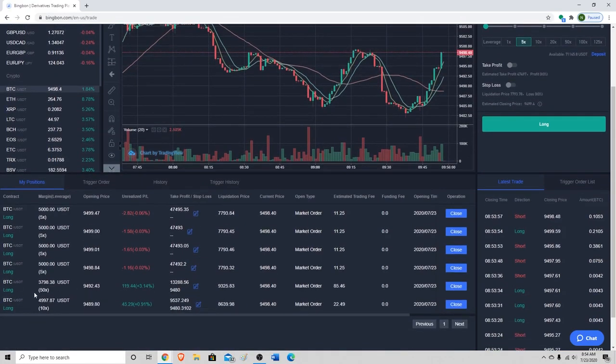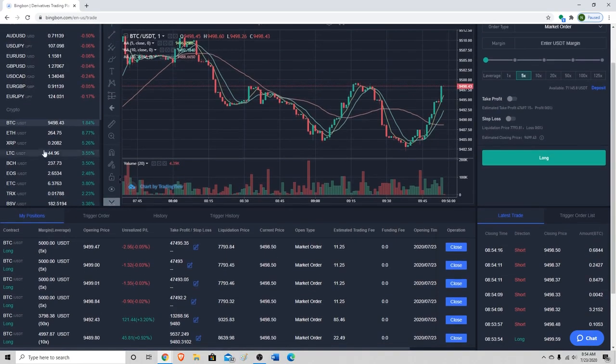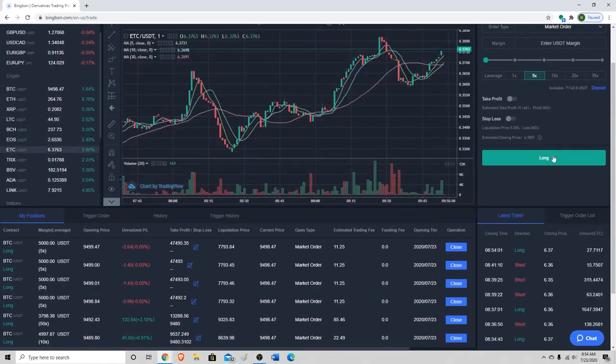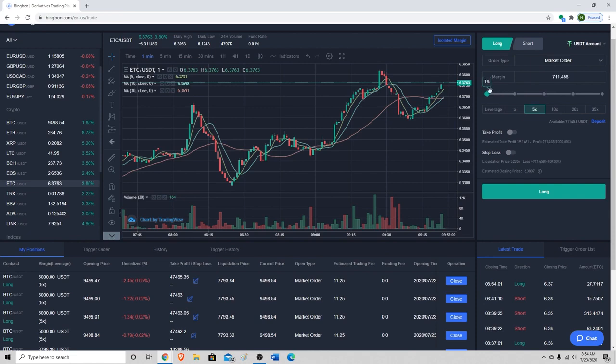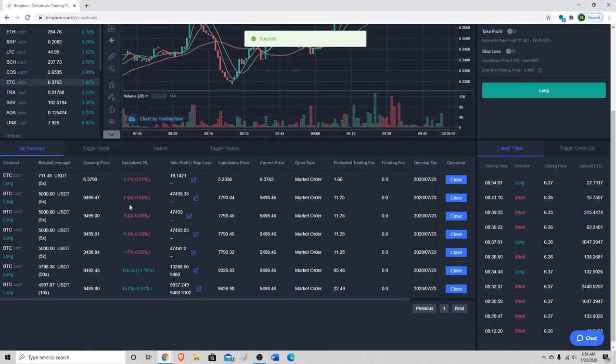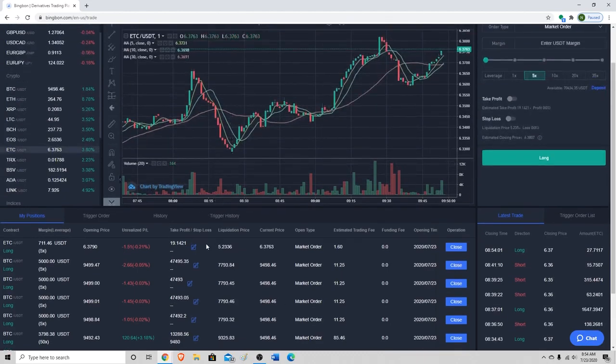But I also like to have a swing position open, like something like this, and let it ride for a while. I'm also scalping, so I can do that all from one account. I don't have to have set sub accounts on here. It's all done in one account in one spot. It's really nice. I can even go to XRP or Litecoin or Ethereum Classic, and I can long that as well, and that's going to show up here. So it's all on one screen, super convenient.